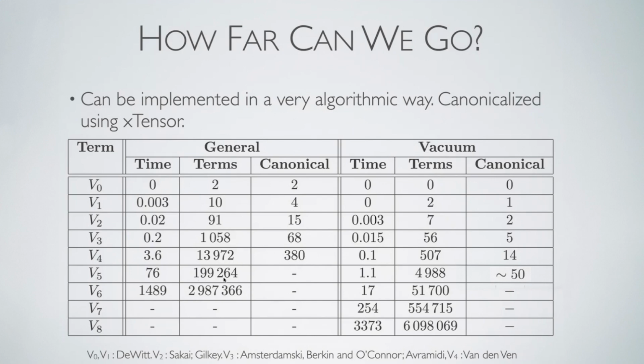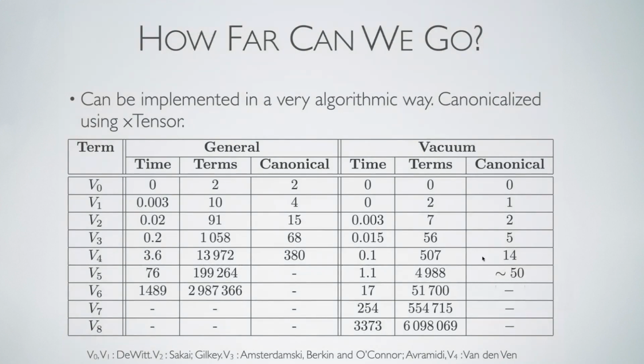V5, we generated about 200,000 terms, and V6, we went up to about 3 million Riemann tensors. We weren't actually able to canonicalize them at the time, not because xAct couldn't do it, but because we didn't have enough RAM. This was 15 years ago. We should really revisit this calculation and fill in these two ones here.